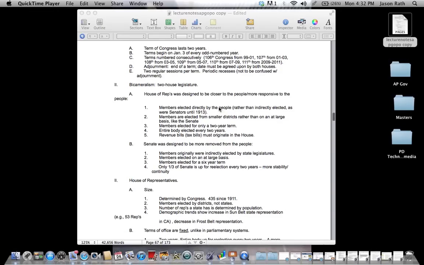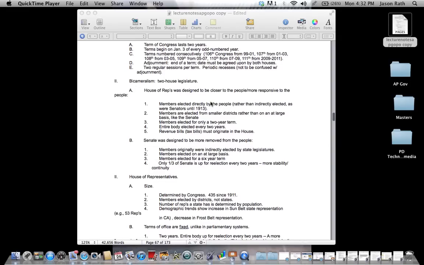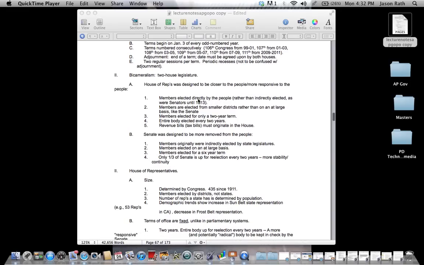So we have the 2-house legislature. Bicameralism. The House of Representatives was designed to be closer to the population, to the people. Members are elected directly by the people rather than indirectly, as the senators were until the 17th Amendment. Members are elected from smaller districts rather than at a large scale. Remember, in California we have 53 of these. The Senate is elected on a large scale.